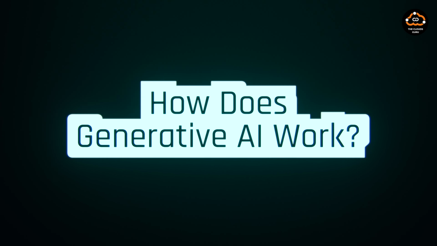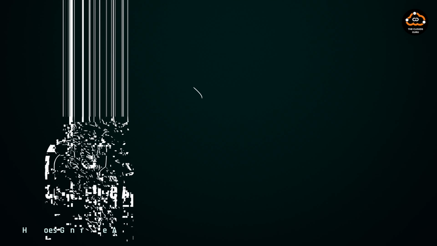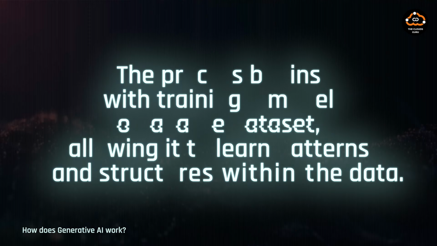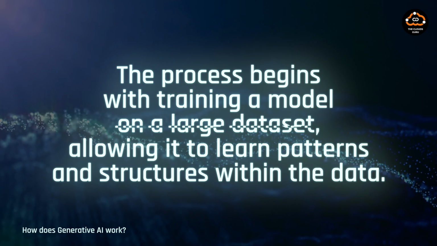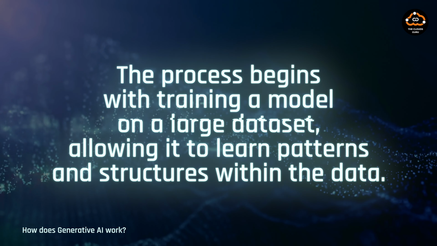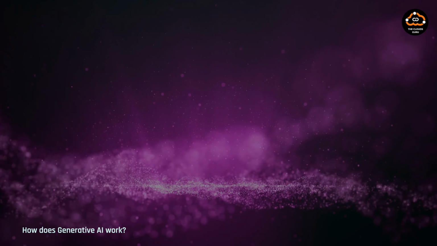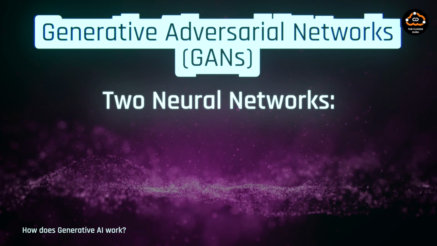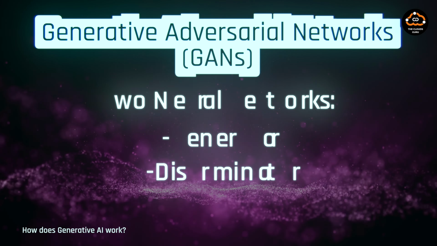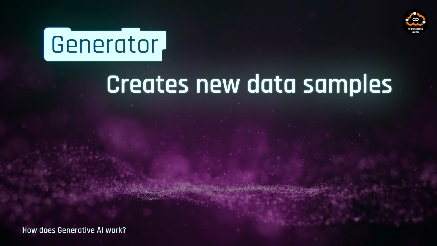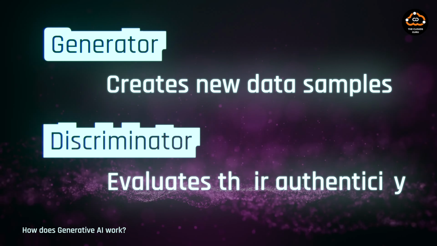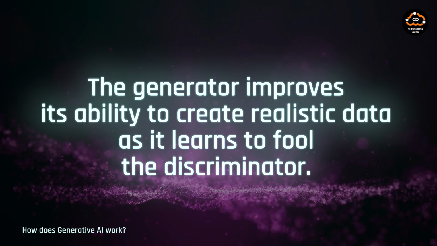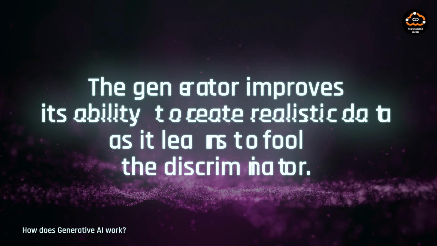How does generative AI work? It primarily relies on deep learning techniques, particularly neural networks. The process begins with training a model on a large dataset, allowing it to learn patterns and structures within the data. One common approach is using generative adversarial networks, which consist of two neural networks, a generator and a discriminator. The generator creates new data samples, while the discriminator evaluates their authenticity. Over time, the generator improves its ability to create realistic data as it learns to fool the discriminator.